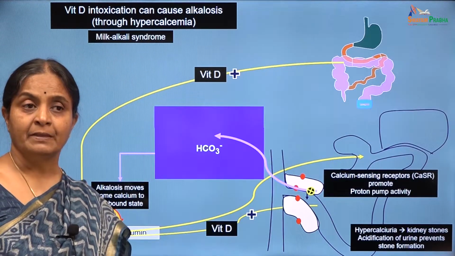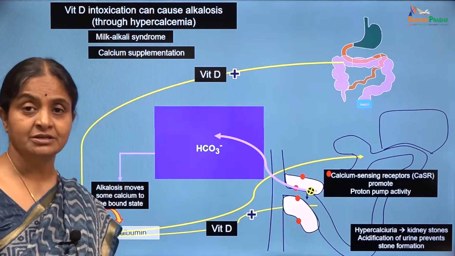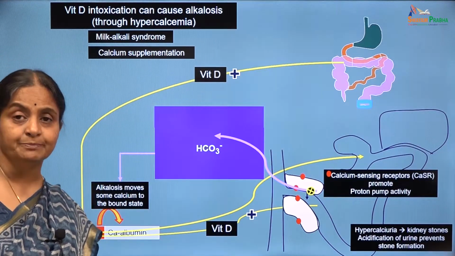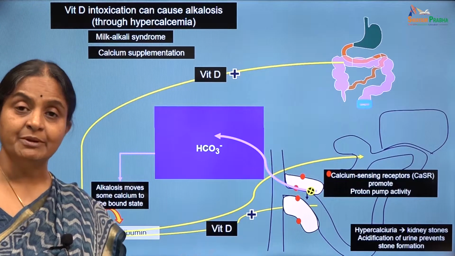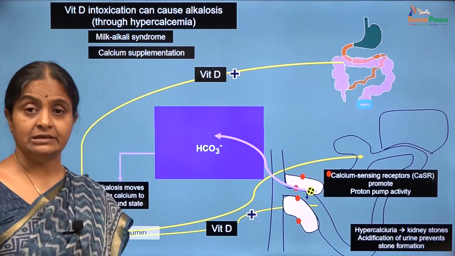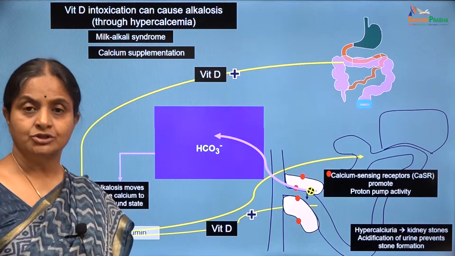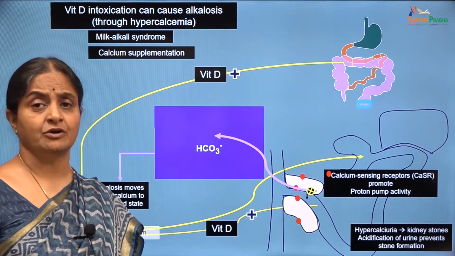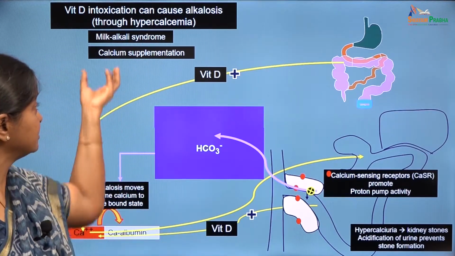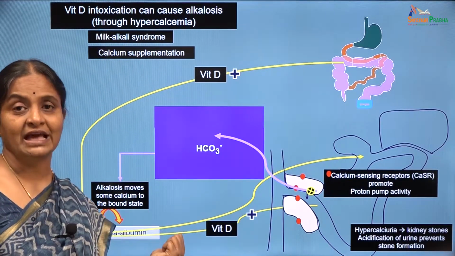prevalent today are supposed to be due to hypercalcemia, because calcium supplementation is very common these days. People take calcium supplementation for bone health, and calcium supplements are available over the counter. Not only that, vitamin D replacement is also very prevalent today. So, unwarranted prescriptions of vitamin D as well as calcium can lead to this state like milk alkali syndrome, where the hypercalcemia induces a metabolic alkalosis.